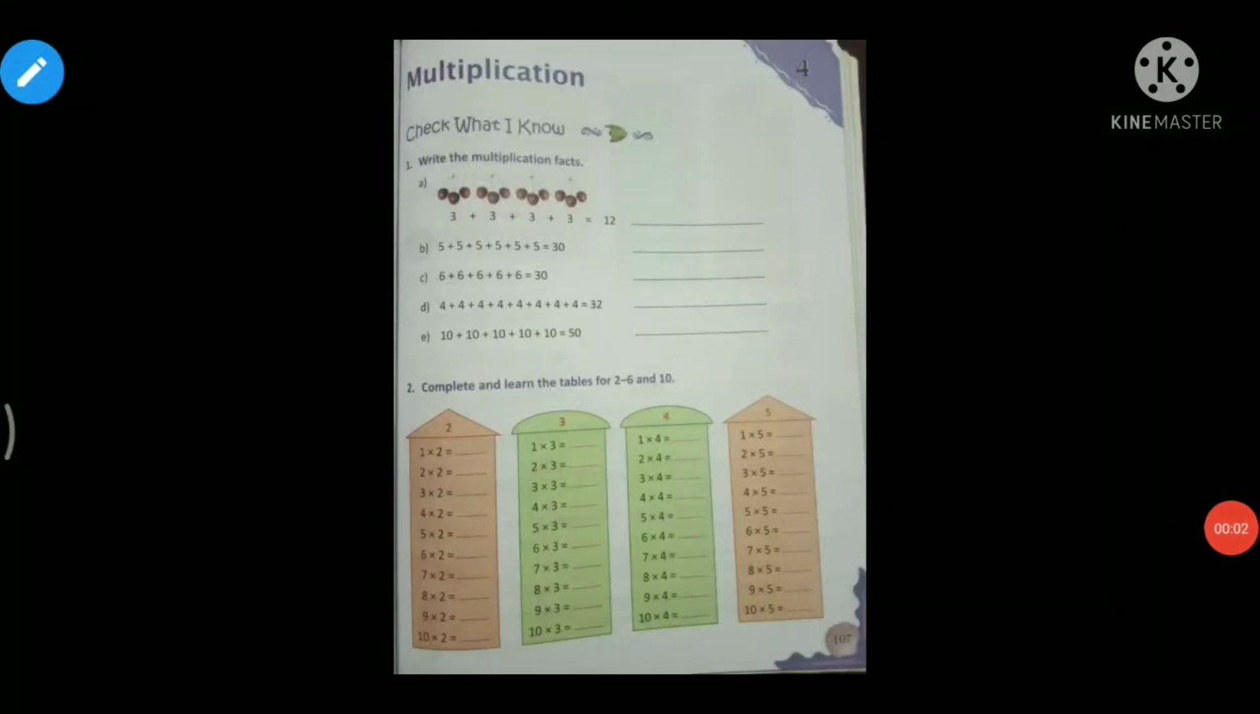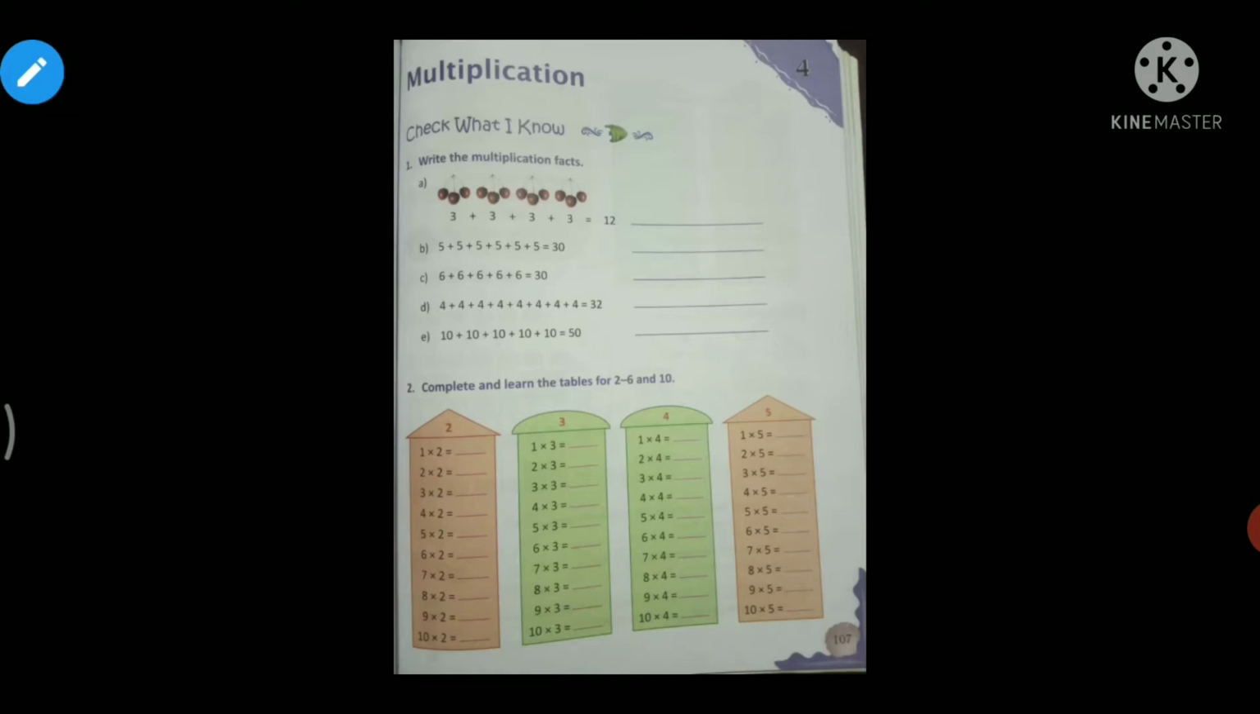Good morning, students. Today we'll start a new chapter, that is multiplication. Open page number 107, chapter number 4, multiplication.